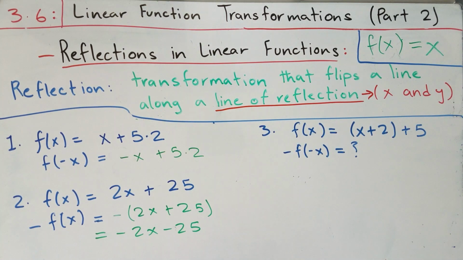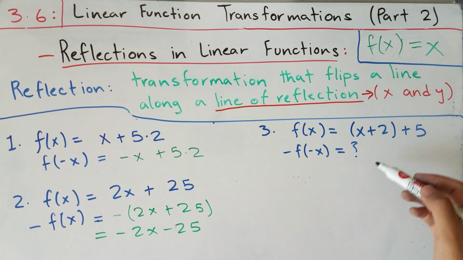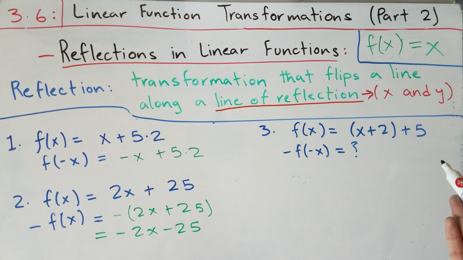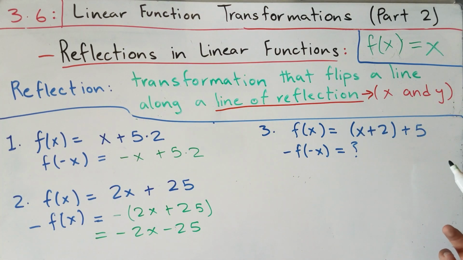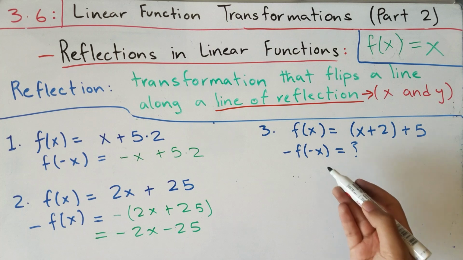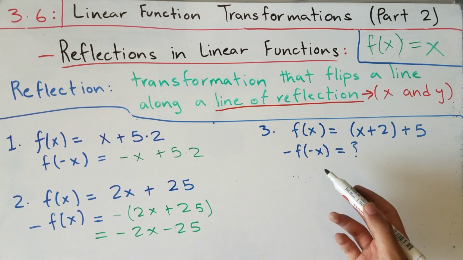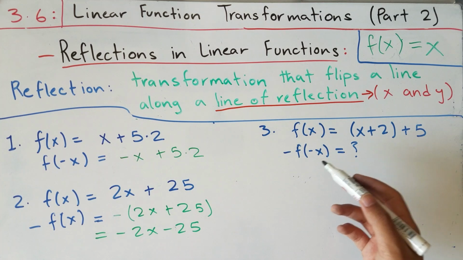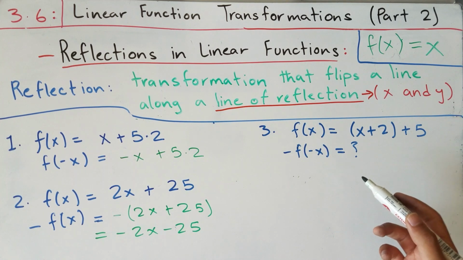In example 3, we're given that f(x) equals x + 2, which is the x component of the function, plus 5, which is your k. So we can see that this is a combined function of the linear function transformations. But we also have a combined reflection transformation because we're asked to find -f(-x). So we're not only multiplying -1 with f(x), we're also multiplying x by -1. So in this case, we're reflecting along the x-axis and the y-axis.